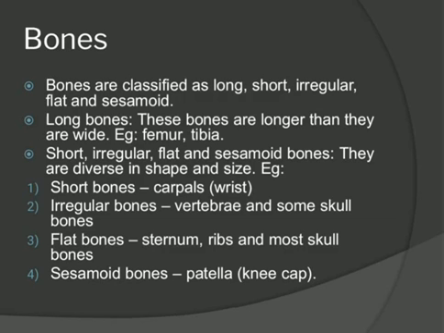Now coming to the short, irregular, flat, and sesamoid bones, they have no shaft or extremities, and they are diverse in shape and size. An example of a short bone is your carpals, which are present in your wrist. An example of an irregular bone is the bones of the skull. An example of a flat bone is the bones of your ribs, right? And the example of a sesamoid bone is the patella, which is termed your kneecap.